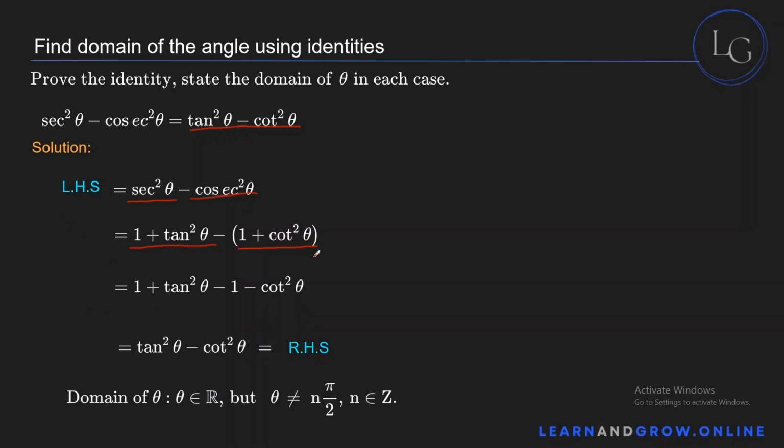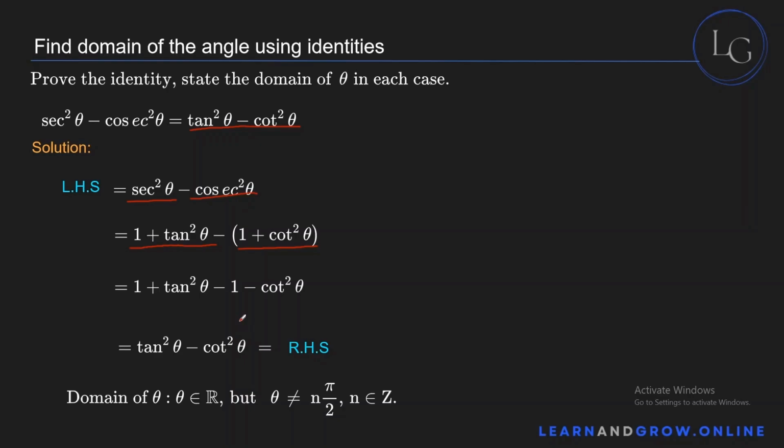And now you need to find the domain. Again, theta cannot be a multiple of pi by 2, because you know that tan theta is undefined at any multiple of pi by 2. And similarly, so is cotangent square theta.